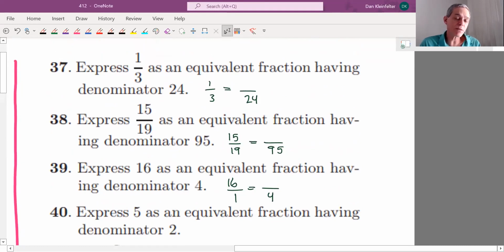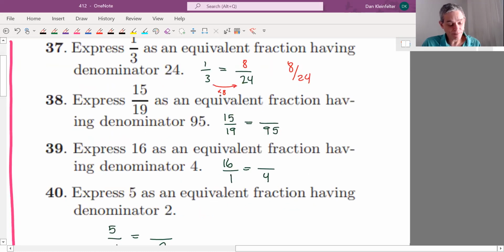So for this first one, number 37, we have 1/3. We need to change that into 24ths. We're going to be multiplying by 8. 3 times 8 is 24. 1 times 8 will be 8. So we have 8/24ths for our final answer.